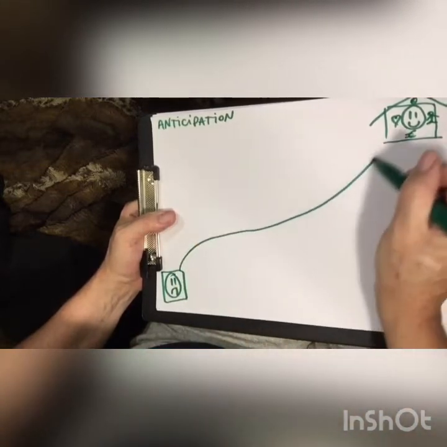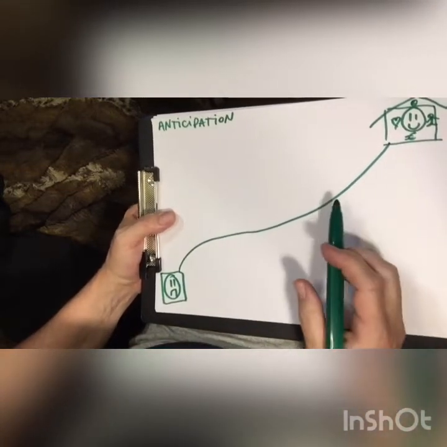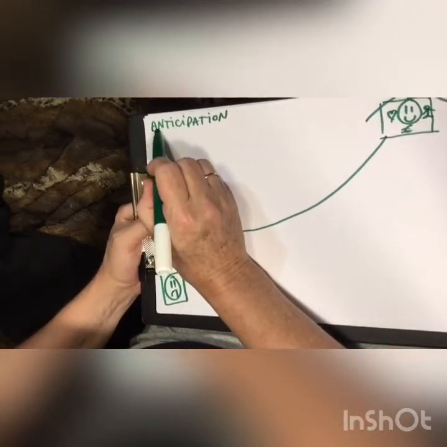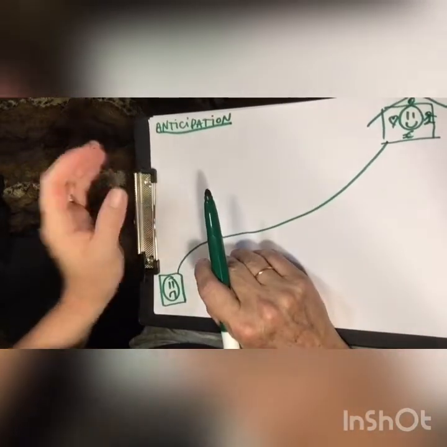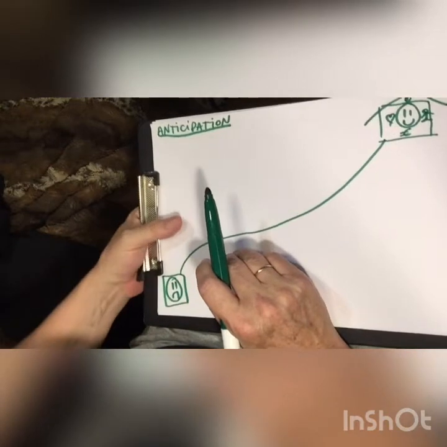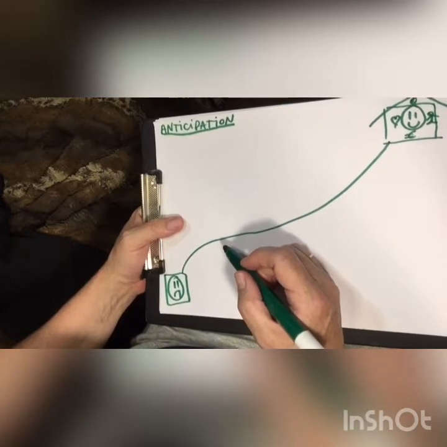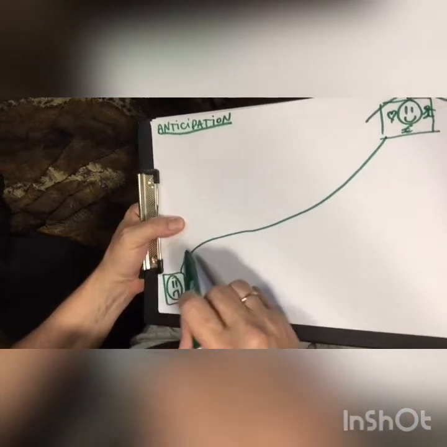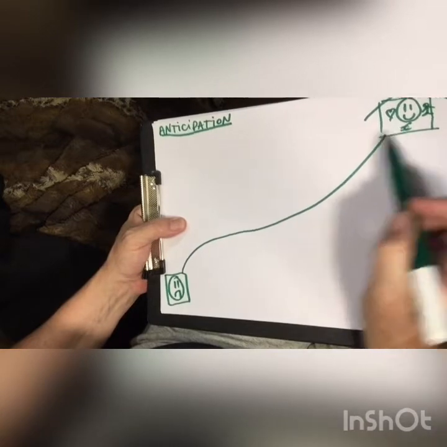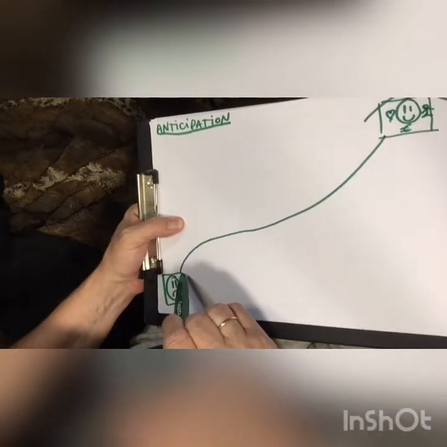Now we'll draw the same, a path. But this time, we're thinking about the anticipation. We're thinking about things that happen along the way and that will try to slow us down. So the path will not be as simple as this. The path will probably look something like this.